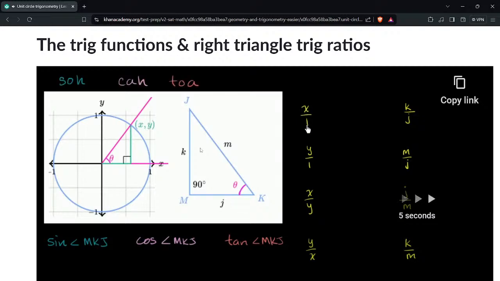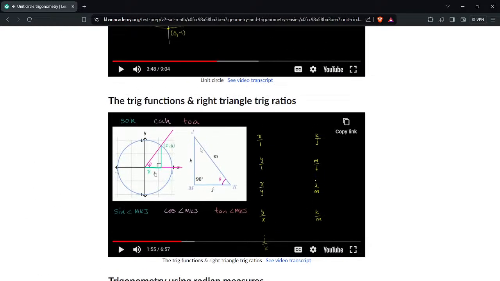So circle definition of x over 1. Angle theta, that is the adjacent side. Okay.